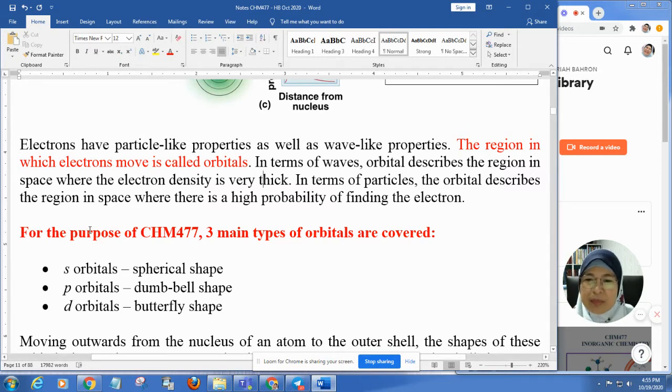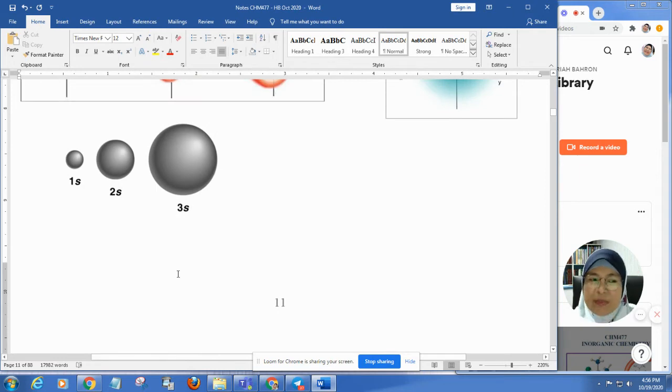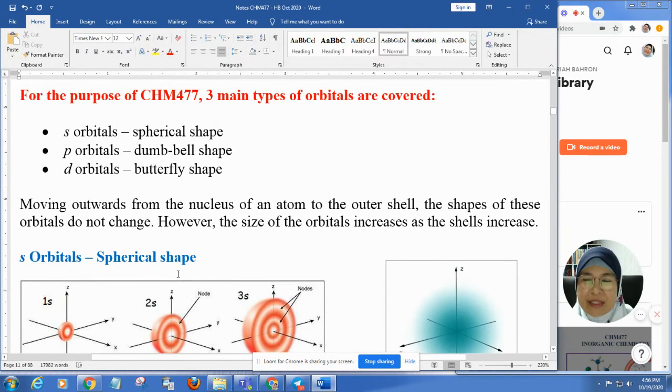So for the purpose of CHM477, there are three main types of orbitals that we will cover. The s orbitals, which are spherical in nature. Oh, by the way, this is on page 11 of the notes that I gave you, so you can look at the printout of the notes and make some notes as we go along. S orbitals are spherical in nature, as I said before. P orbitals are dumbbell shaped, and D orbitals are butterfly shaped.